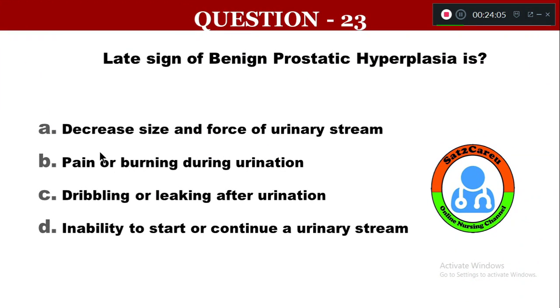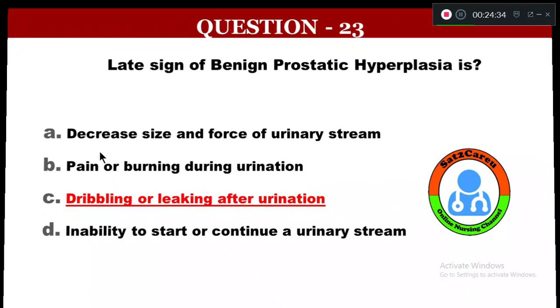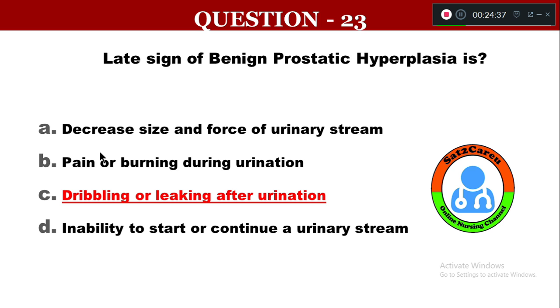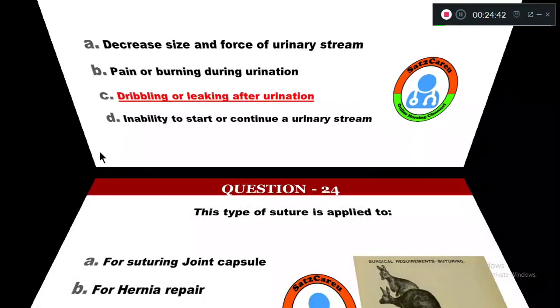Question number 23. Late sign of benign prostatic hyperplasia is option A, decreased size and force of urinary stream. Option B, pain or burning during urination. Option C, dribbling or leaking after urination. Option D, inability to start or continue a urinary stream. So the late sign of benign prostatic hyperplasia is dribbling or any leakage after urination. That is the late sign of prostatic hyperplasia.